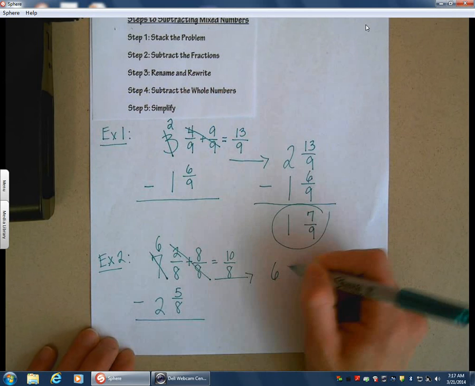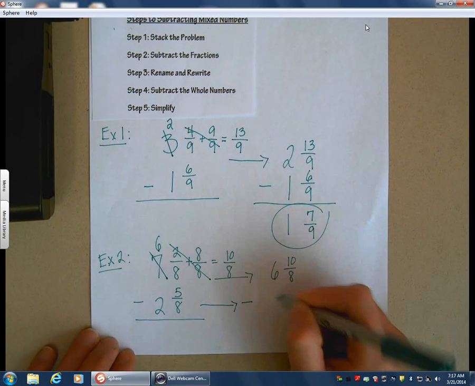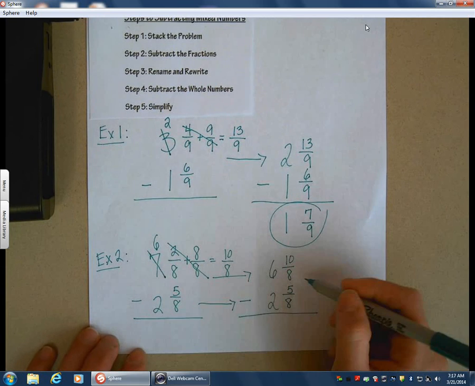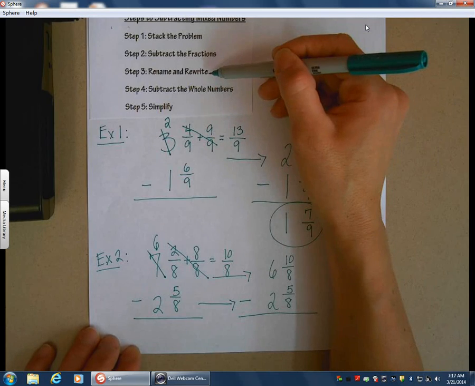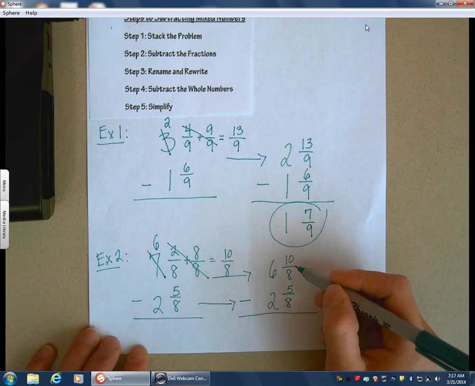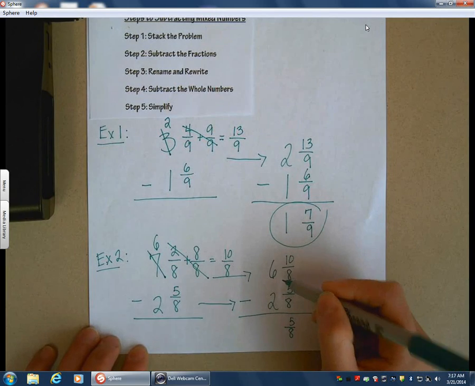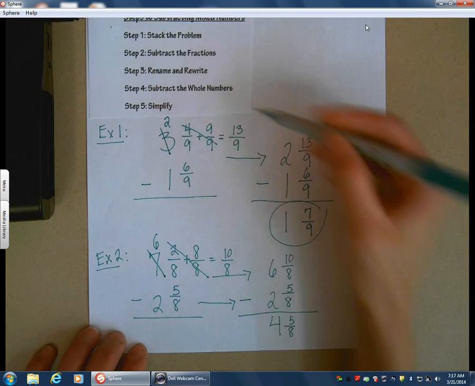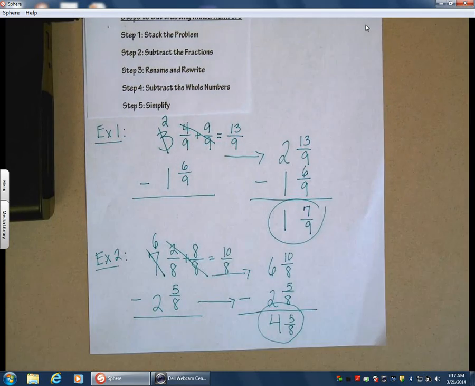My whole number is 6. My fraction is 10/8. I also need to bring over my subtraction sign and my other mixed number from the original problem. So now I need to subtract 6 10/8 minus 2 5/8. I renamed it. I rewrote it. Now let's subtract those fractions before we move on to that whole number. 10 minus 5 equals 5 over 8, and 6 minus 2 equals 4. Step 5 tells us to simplify, and I can't simplify that anymore. So 4 5/8 is my final answer.